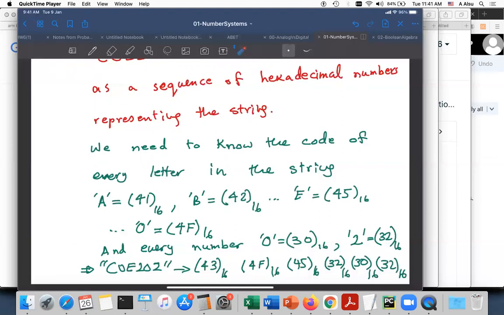This can be converted also to binary, but that is too much for binary. So now you appreciate the value of having hexadecimal, right? It's a compressed form of binary. Okay, moving on.